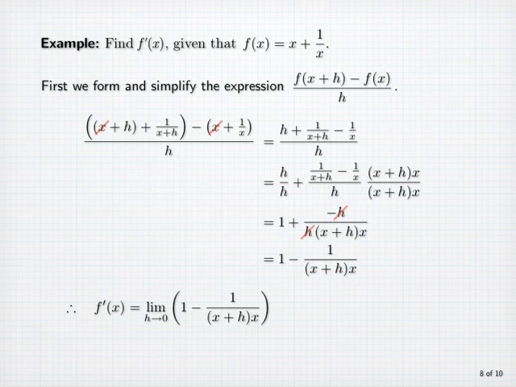Therefore, f prime of x is equal to the limit as h goes to 0 of 1 minus 1 over x plus h times x, which we can easily see is 1 minus 1 over x plus 0 times x, which is 1 minus 1 over x squared. We point out that this is a formula that will give us the slope of the graph of f at any given x.